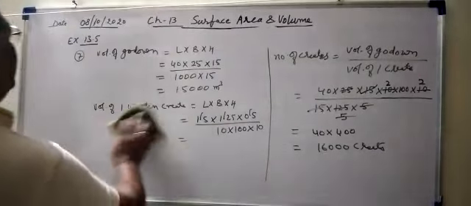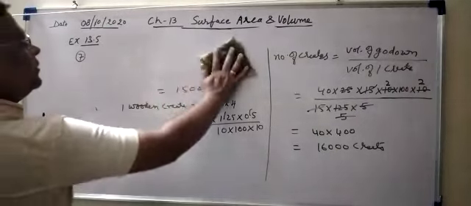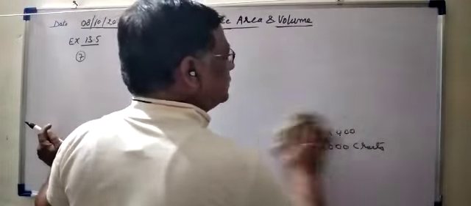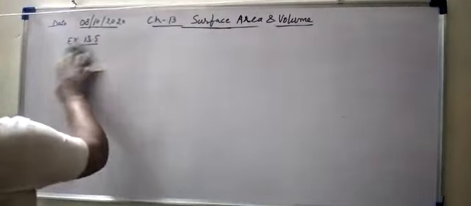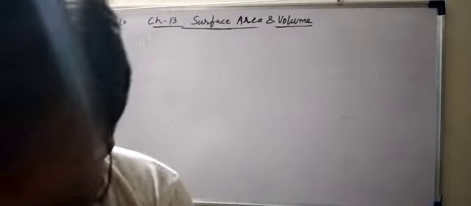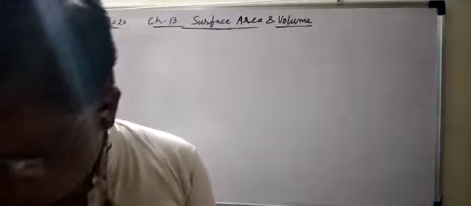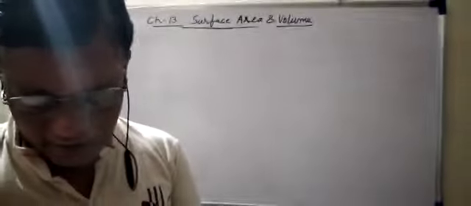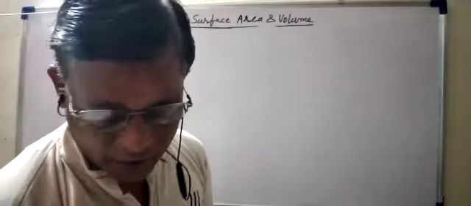Okay, now come to the 8th. 8th one. Question number 8 is saying a solid cube of side 12 centimeter is cut into 8 cubes of equal volume. What will be the side of the new cube?